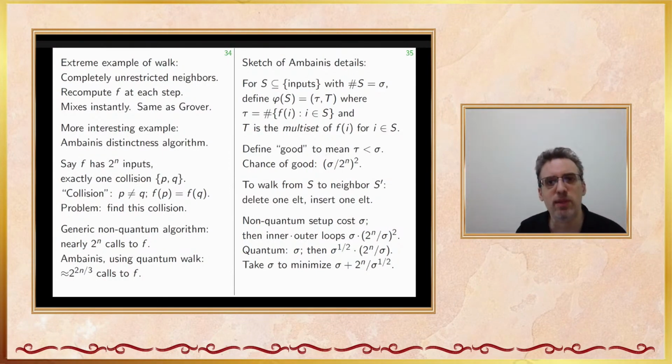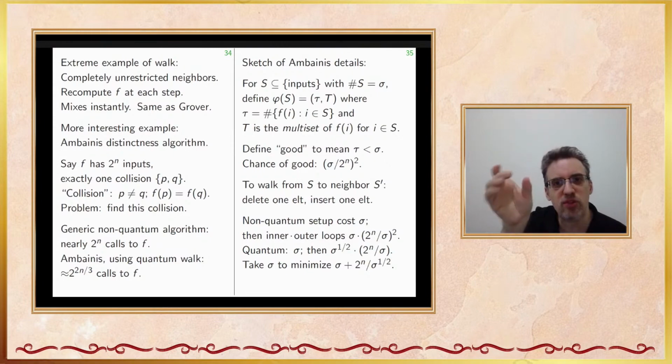And then assuming p and q are both in S, then tau is going to be sigma minus 1, because f of p and f of q are the same. So that compresses tau from sigma to sigma minus 1. And now this function phi is also giving another piece of information, which is the multi-set of all of the f of I values. Now, multi-set, that's not just the set. It's telling you how many times each f of I value is achieved.